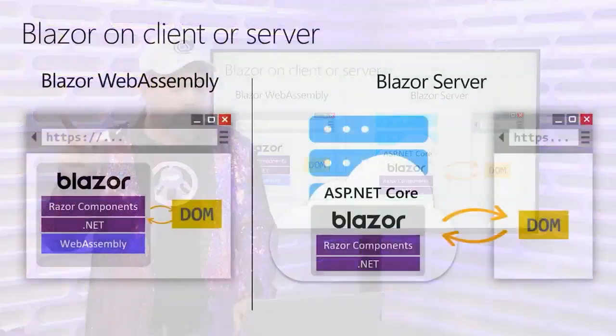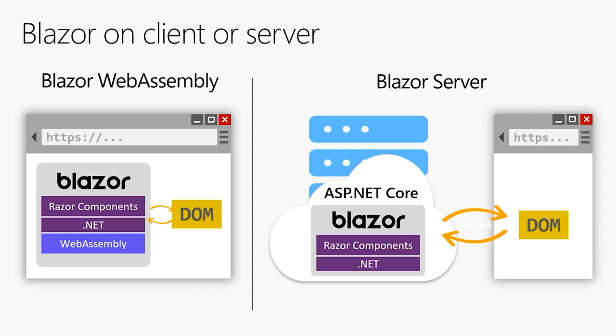But when we run on the server, and this is the part that I think is compelling for web forms developers, you're going to take those same Razor components, run them on top of .NET, in this case .NET Core, on the server, and we're going to send changes back and forth to the document object model that's in the browser.